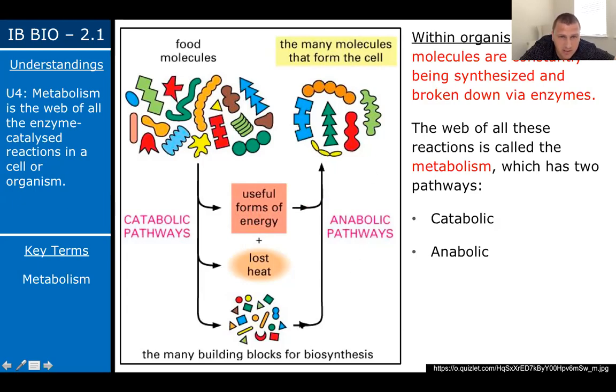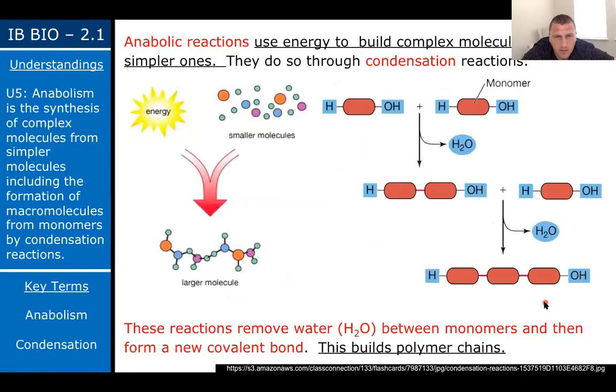So anabolic builds, catabolic breaks down. In other words, anabolic reactions use a bunch of energy to build complex molecules. Just to reword that and give you an actual slide: complex molecules from simpler ones. So you use energy, take a bunch of little things, and put them together to create a bigger molecule. So you get energy here. It's a really good image. Energy plus smaller molecules come together and create a large molecule.